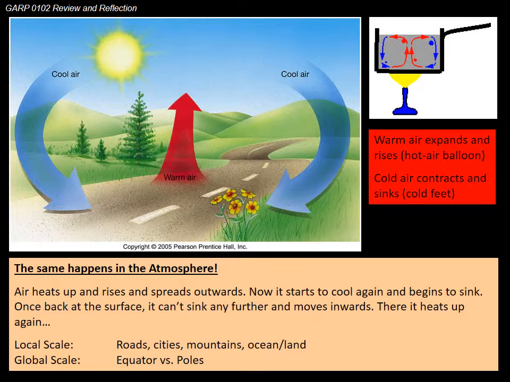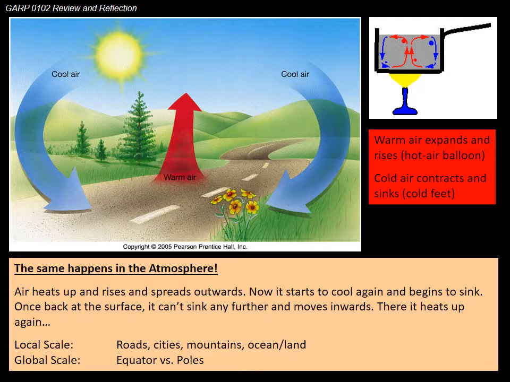And then the air spreads out and sinks back down as it cools and then moves inward. So you have what's called a convection cell. Those convection cells that you can observe in your saucepan when you boil water for food, the same convection cells, just at different scales, occur in the atmosphere: between roads and surrounding grassland, between cities and surrounding suburbs, between mountains and valleys, between land and ocean, and at the global scale, between the equator and the polar regions.